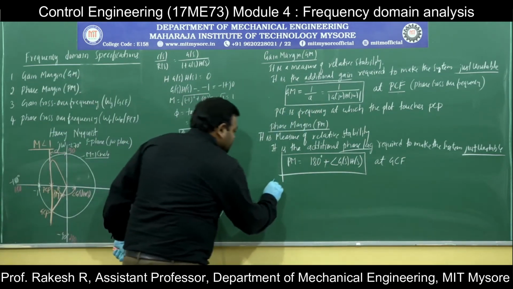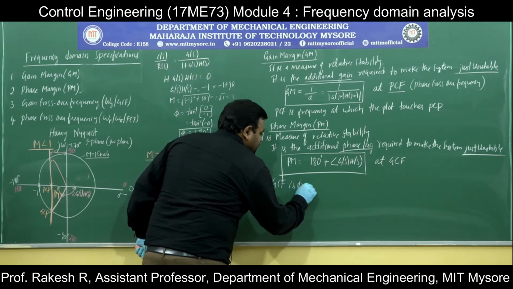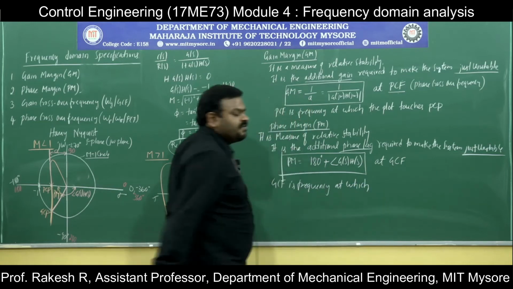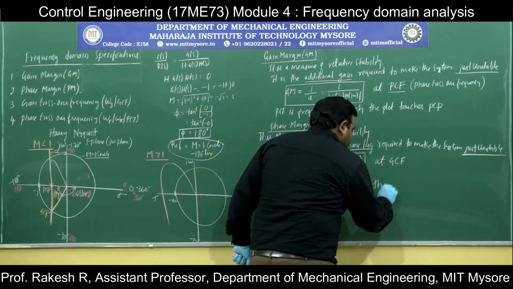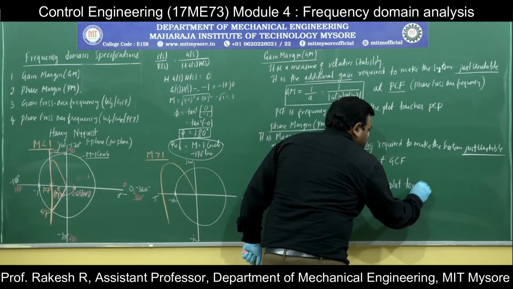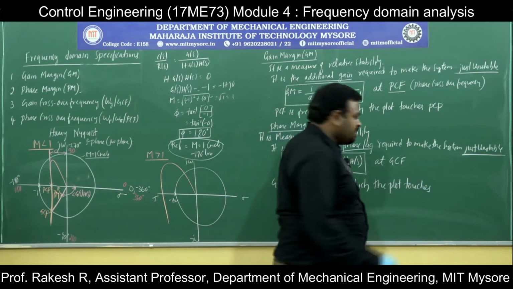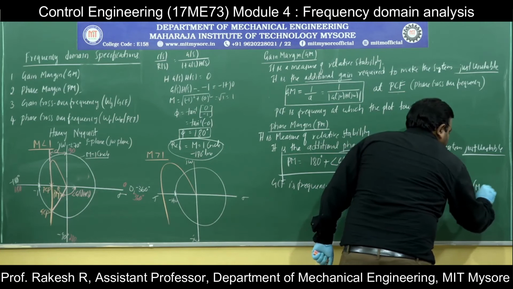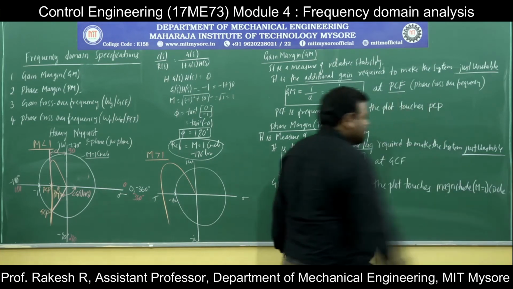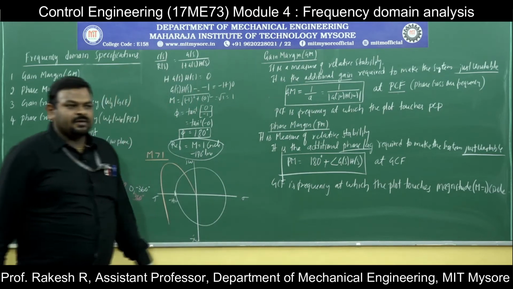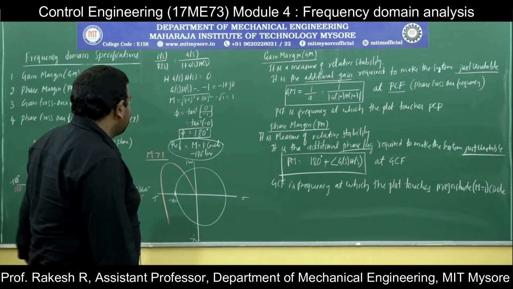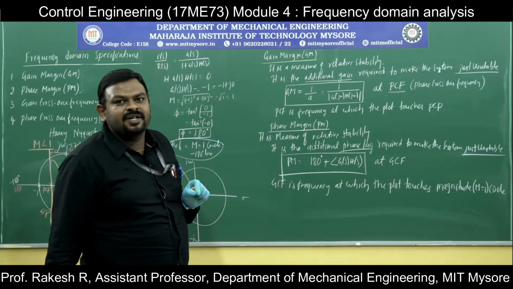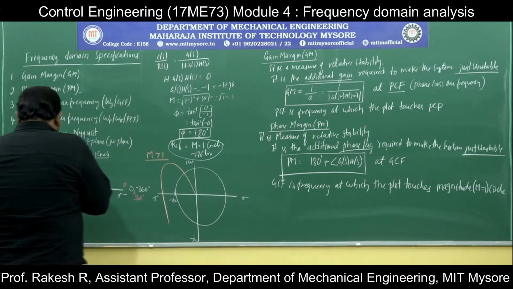What is GCF? Gain crossover frequency is the frequency at which the plot touches the magnitude M equal to 1 circle. So that is the gain crossover frequency. Here these two things we defined, but we need to analyze what will be the gain margin and phase margin. How to analyze?